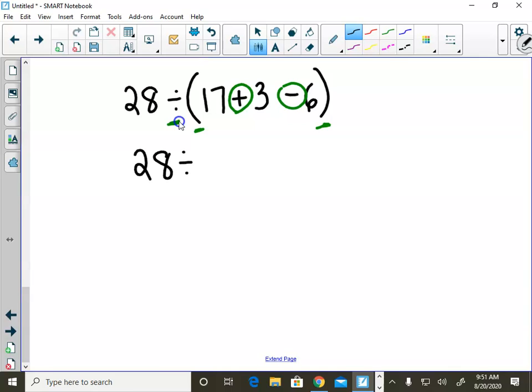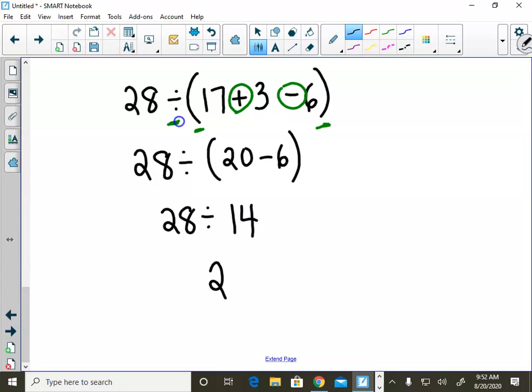Now, in the parentheses, we have two operations. So we have to see which of those to do first. In this case, we have addition and subtraction, which are both on the same level. So we work from left to right inside the parentheses. So we're going to do 17 plus 3, which is going to give us 20, and minus 6. And our next step is going to be to finish what's in the parentheses. So 20 minus 6 is 14. And then finally, we're going to do 28 divided by 14, which is going to give us 2.